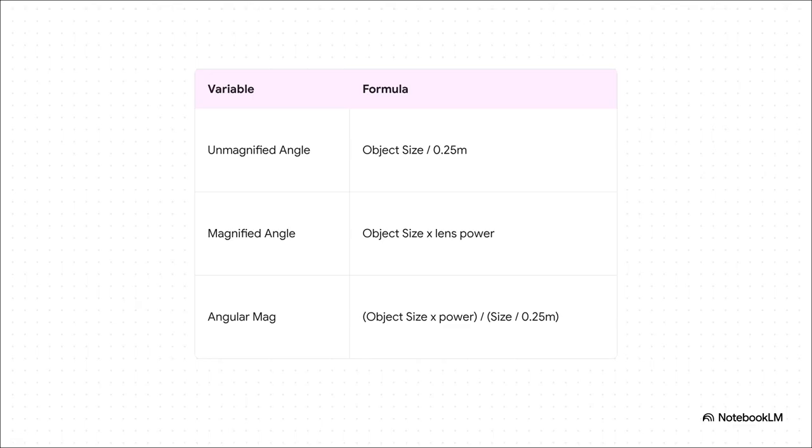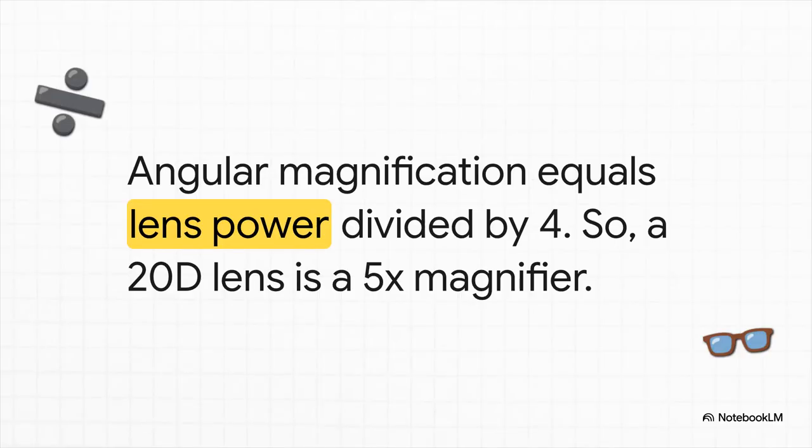This is incredible because it means the magnification power of a lens is an inherent property of the lens itself. It literally doesn't matter if the patient is looking at a tiny pill bottle or a giant newspaper headline. A 5x magnifier is always a 5x magnifier. And since multiplying by 0.25 is exactly the same as dividing by 4, that brings us to the ultimate high-yield formula for simple magnifiers, lens power divided by 4. This right here is the absolute money formula for your exams.